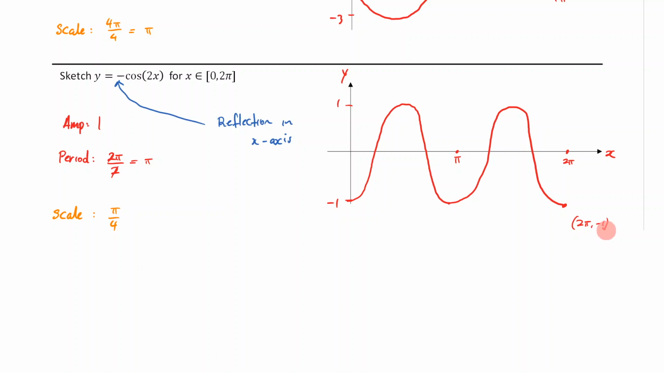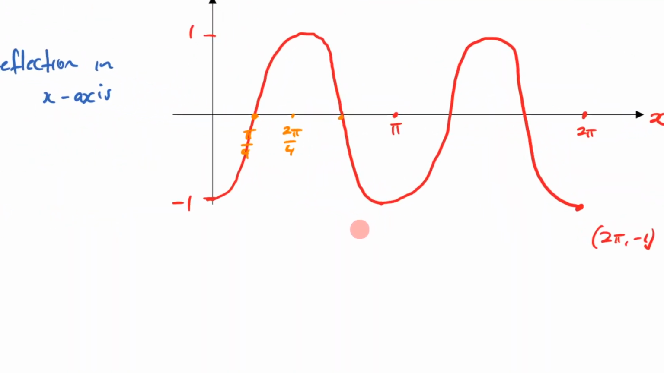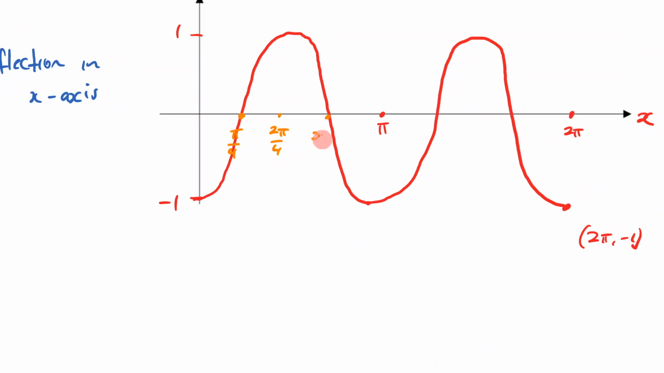I can then put in what my intercepts are going to be. Because my scale is pi on 4, this will be pi on 4. This will be 2 pi on 4. This will be, let me zoom in here, 3 pi on 4. This will be 4 pi on 4, which is pi. This will be 5 pi on 4. This will be 6 pi on 4. This will be 7 pi on 4. And this will be 8 pi on 4, which is the same as 2 pi.